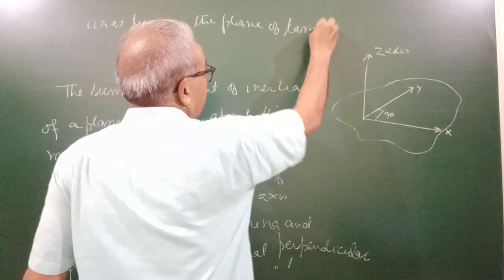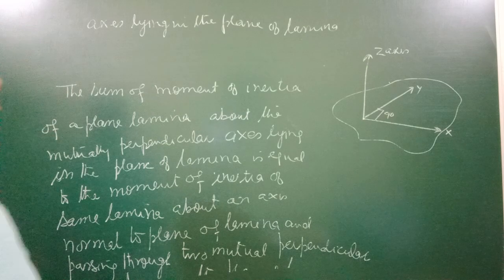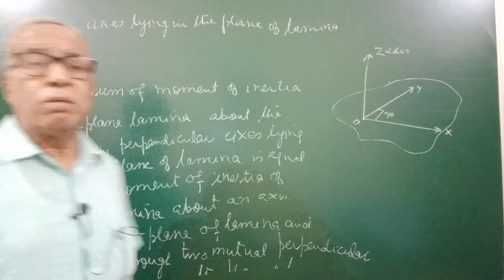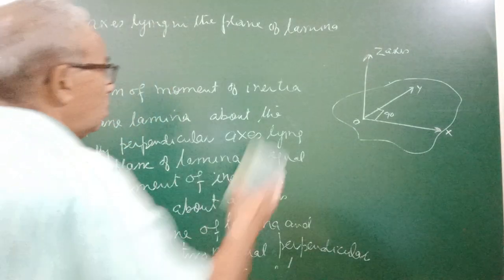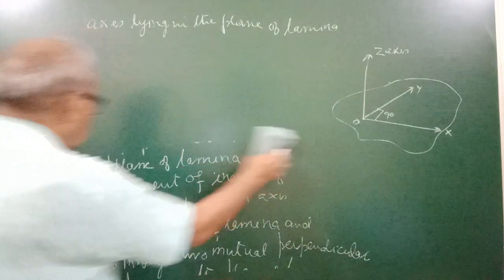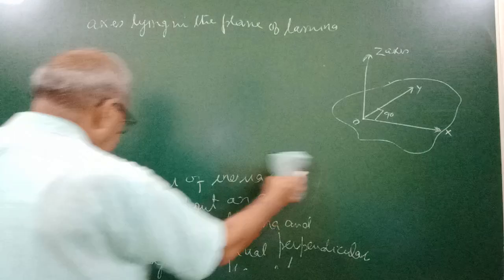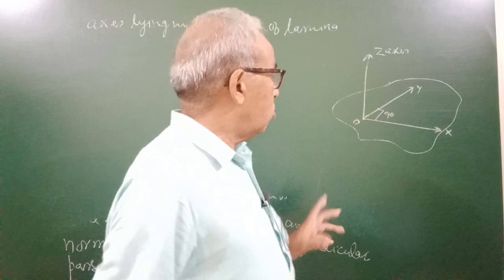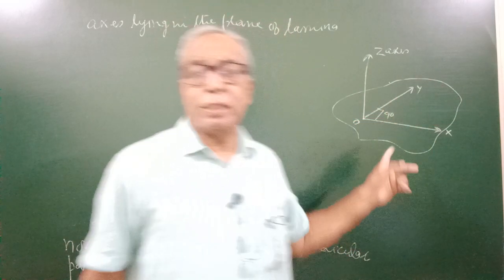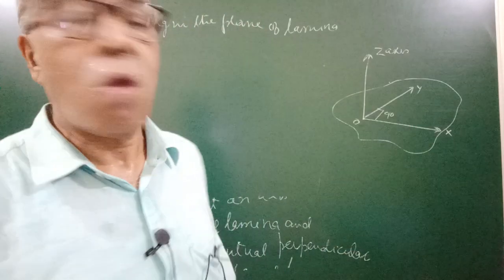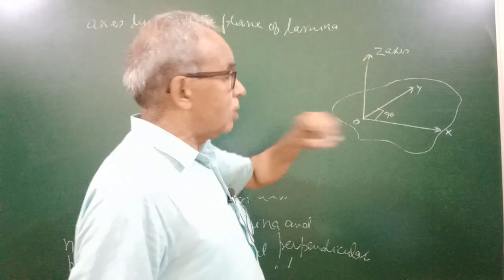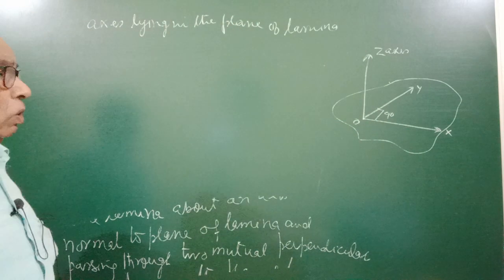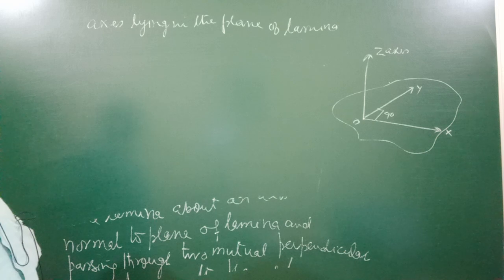This is a very important theorem. In every competitive exam, questions come on it. We can prove it, but I will not prove it here because the proof is not worth mentioning here. So what I said: the sum of moment of inertia of lamina about two mutually perpendicular axes lying in the plane of lamina is equal to the moment of inertia of the same lamina about an axis passing through the point of intersection of the two axes and normal to the plane of lamina.